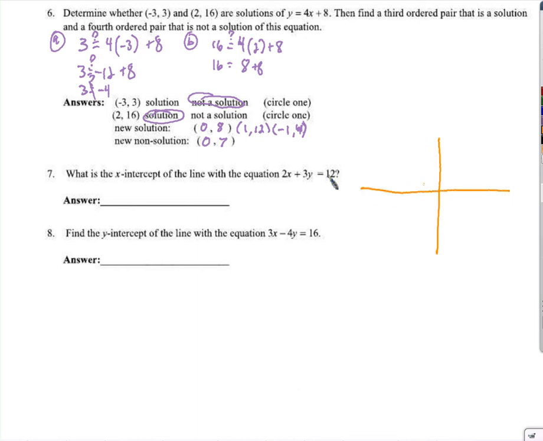If we look at a graph of this function, the x-intercept is where it crosses the x-axis, okay? I would like to find out where it crosses the x-axis. Is it here? Is it here? Is it here? Where does it cross the x-axis?